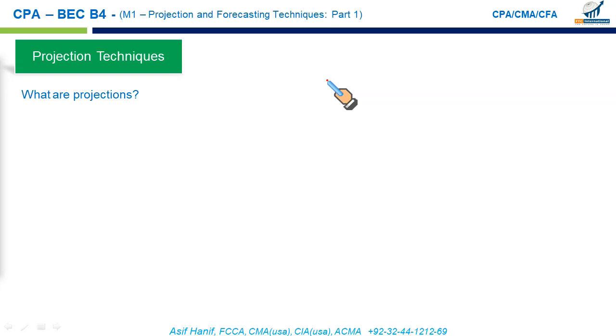So they are prepared for internal use, like what if the sales dip by 10%? What if the direct material cost goes up by 5%? What if the labor cost falls by 7%? So projections are multiple what ifs, what if scenarios and courses of action that a business might follow for the future. So normally they are prepared for internal use by the management accountants.